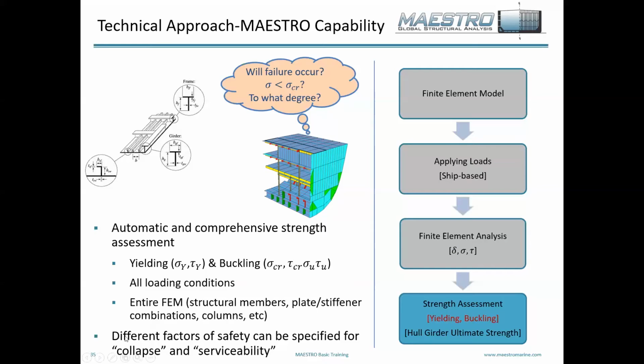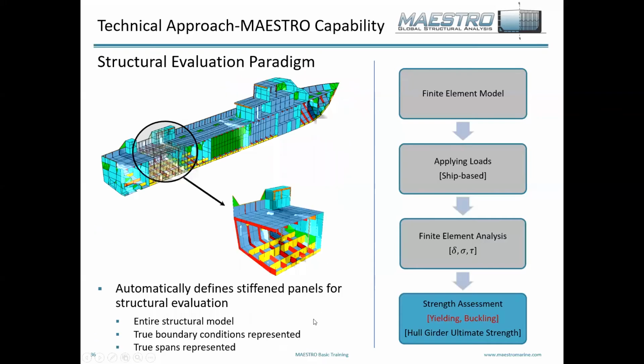And as we mentioned earlier, I guess you can use different factors of safety. Or the user can adjust the various safety factors, although typically the default values are left untouched. So as we mentioned earlier, for some of the criteria, you may need to find out what defines a stiffened panel within Maestro.